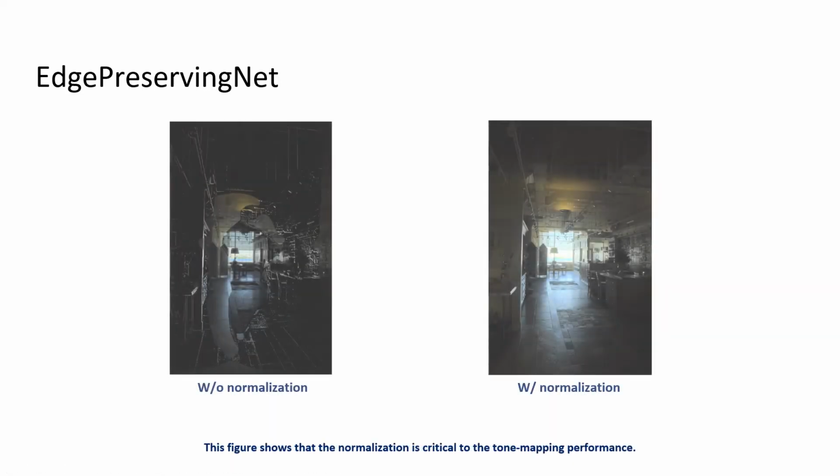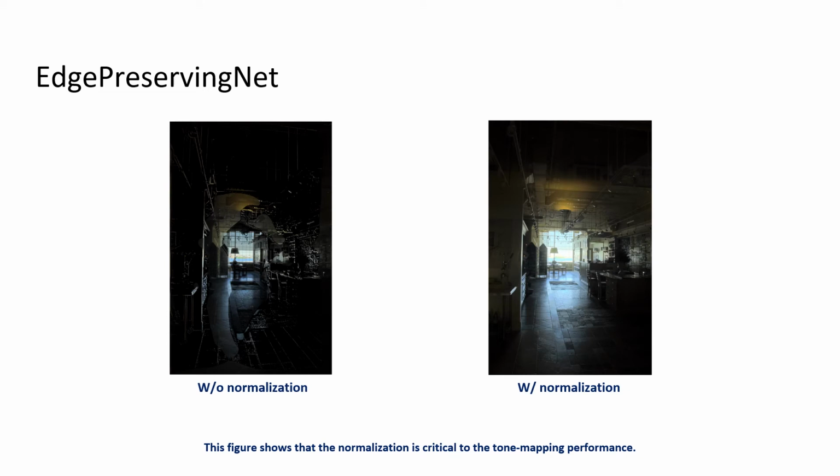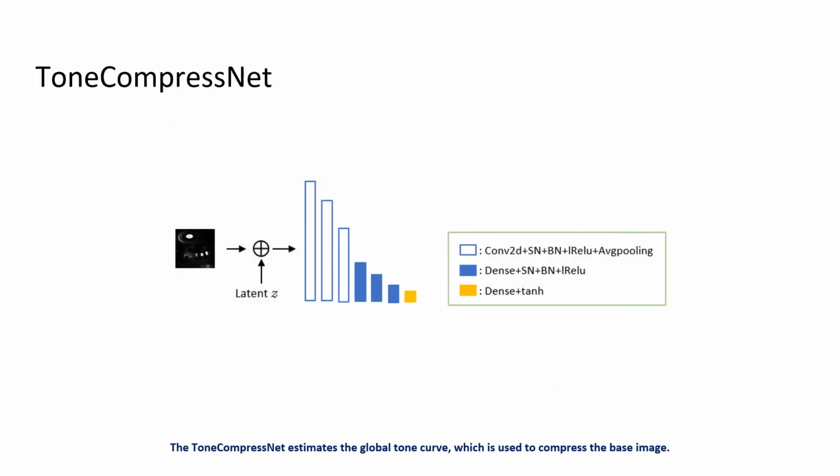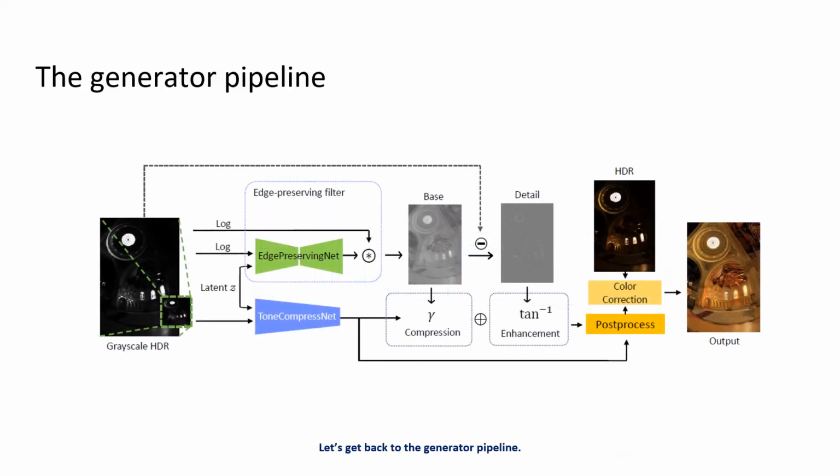This figure shows that the normalization is critical to the tone mapping performance. The tone compressing net estimates the global tone curve, which is used to compress the base image. Let's get back to the generator pipeline.